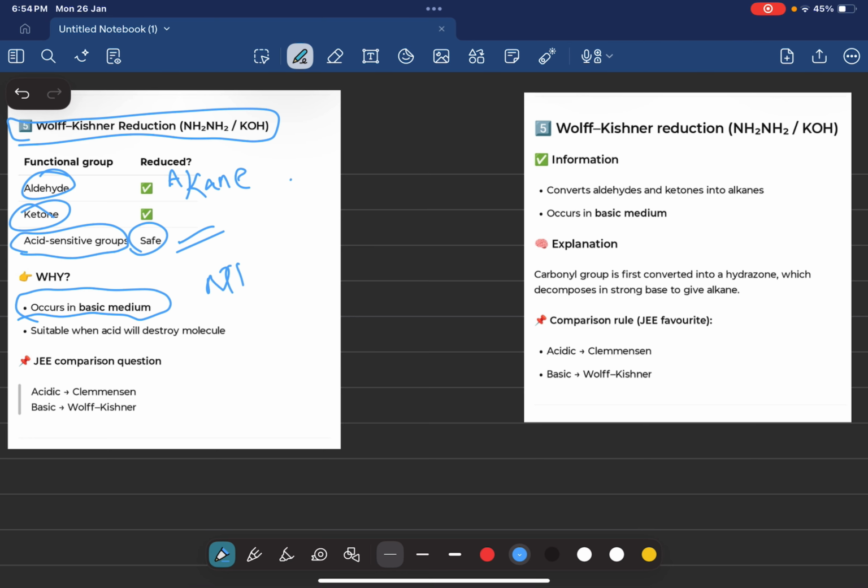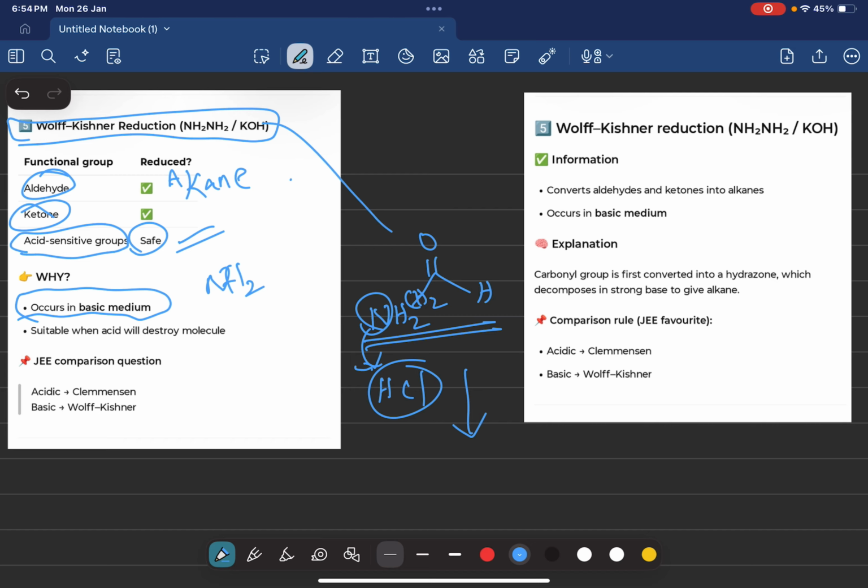Suppose NH2 is there over the aldehyde, so you can take NH2 over the aldehyde, then CH2 also, CH2 NH2. If you use HCl in this, that means Clemmensen reduction is not preferable, because this group reacts with HCl in the acidic medium. Instead of that, if you use Wolff-Kishner reduction, NH2 is also a base, so there will be no disturbance, and it easily reduces. So it is suitable when acid will destroy the molecule.